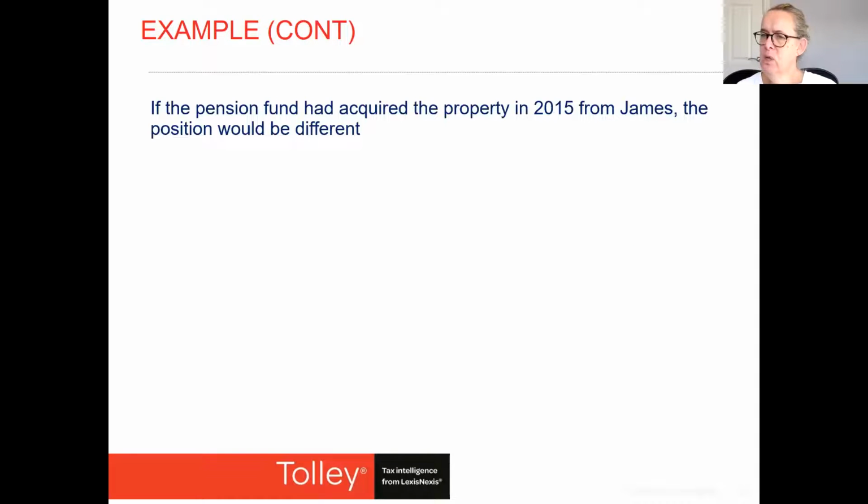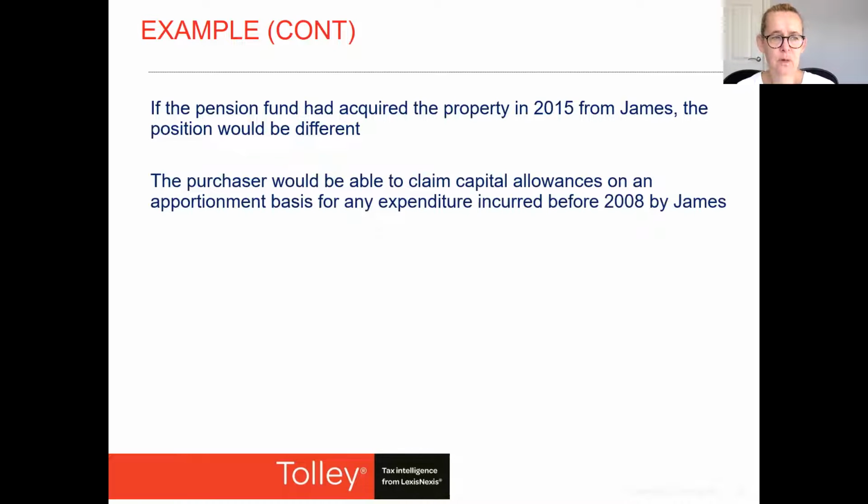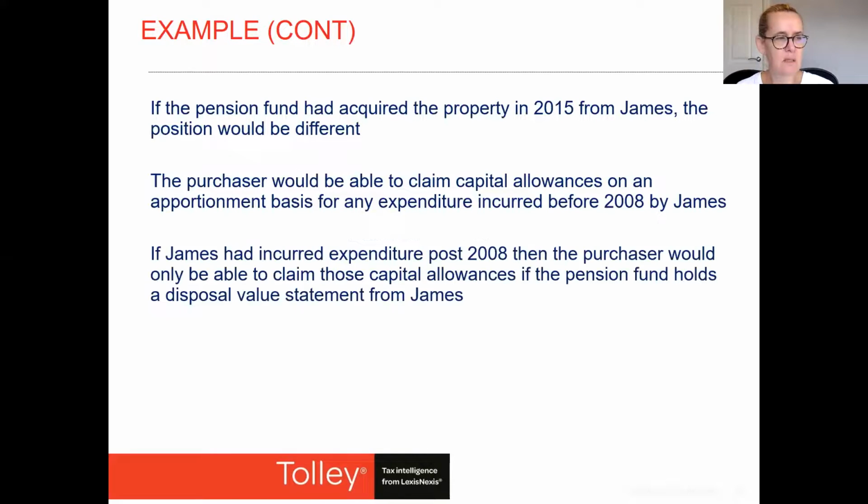What if the pension fund had acquired the property in 2015 from James? In that case, the position would be different. The purchaser would need to identify expenditure which might have been incurred before 2008 on which capital allowances might have been claimed. The chances of you being able to identify that, I would imagine, are quite slight.